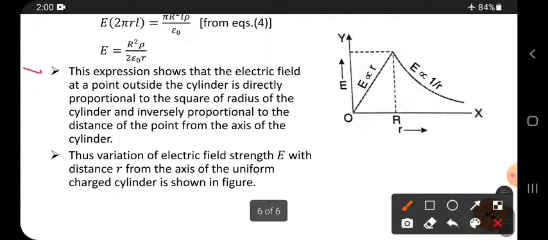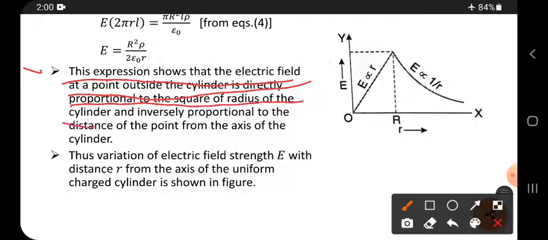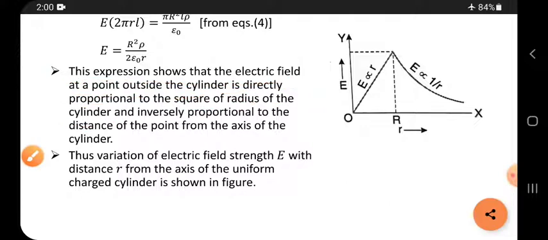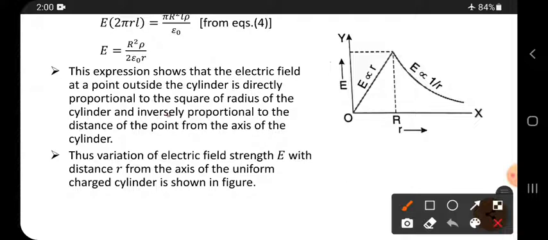Now see, this expression shows that the electric field at a point outside the cylinder is directly proportional to the square of the radius of the cylinder, and inversely proportional to the distance only, the distance of the point from the axis of the cylinder.